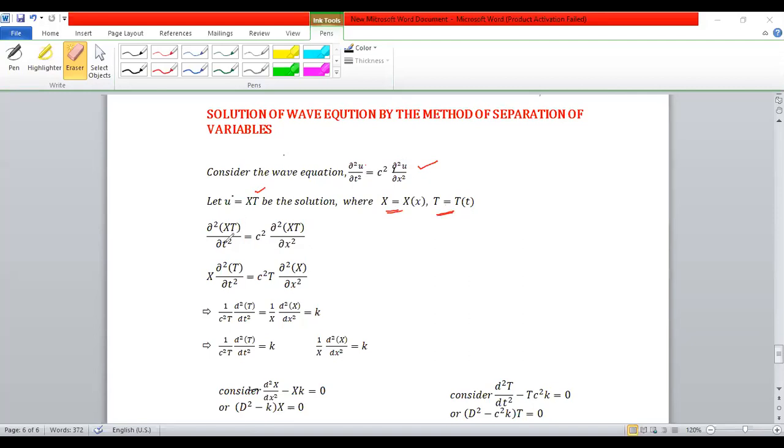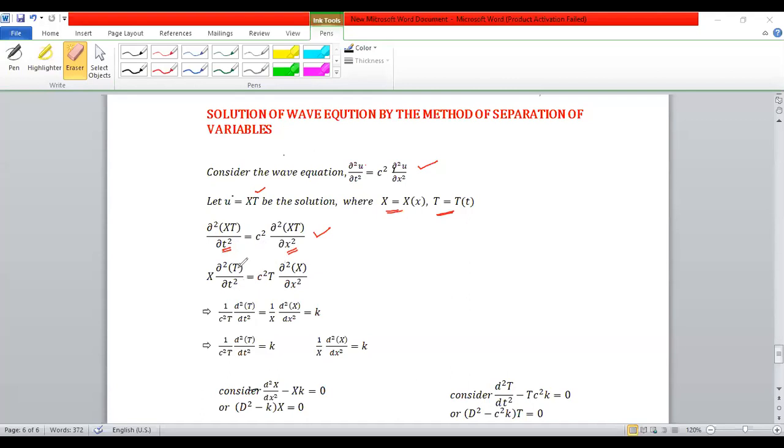Substitute. Del square by del t square of u, that is X into T, is equal to c square into del square by del x square of X into T. This is partial derivative with respect to t, that means X is to be treated as constant. Keep this X outside. X into del square T divided by del t square is equal to c square into, this partial differentiation is with respect to x. Therefore, T must be treated as constant. Keep this T outside. c square T into del square X divided by del x square.